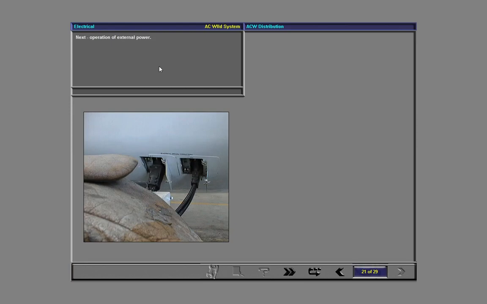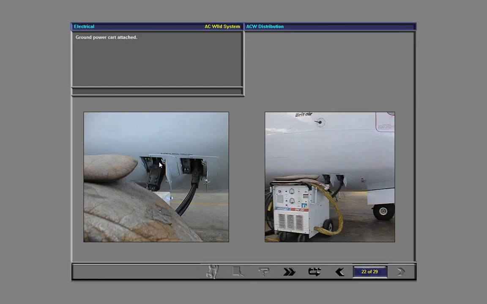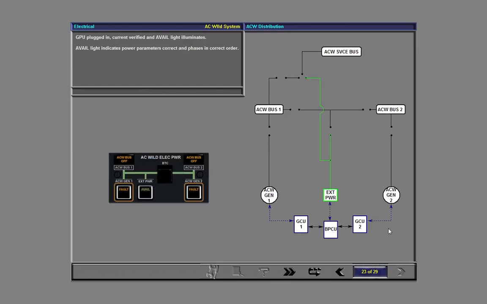Next, we will look at the operation of ACW external power. Now click on the ACW external power receptacle. As you can see, the ground power cart has been attached. When the GPU is plugged in, the current is verified and the avail light illuminates in the external power push button. The avail light indicates that the power parameters are correct and the phases are in the correct order.